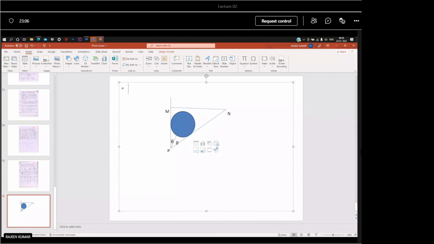Length of the bar PN is 57 centimeter. Because if you see the problem, the bar PN is held at P by a string, and MN is 57 centimeter long. So bar PN is 57 centimeter long.